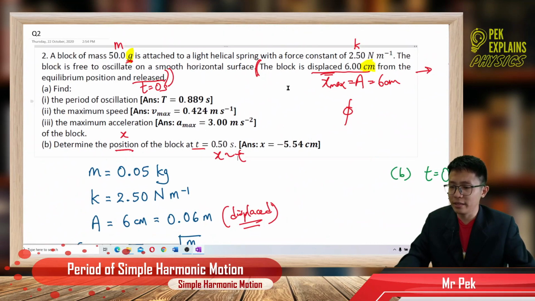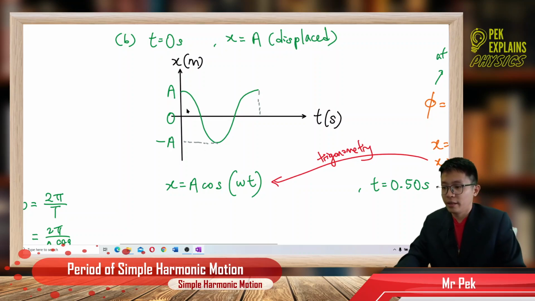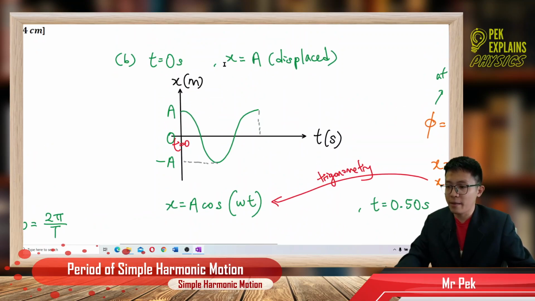Yes. Just now what I said is the block start to oscillate from the amplitude, isn't it? So the graph is a cosine graph. The graph is a cosine graph because it start to oscillate at the amplitude. You see, at 0 second, the x is amplitude. Because it displaces until amplitude, then release, isn't it? Yeah, this is the moment you release. You release at 0 second, then the time start. Then the system start to oscillate from the amplitude. So it become a cosine graph.